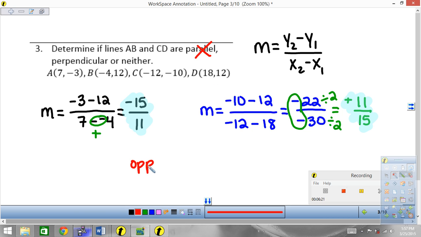For perpendicular, they must be opposite and reciprocal. Opposite means one is negative and one is positive, which we do have in this problem. Reciprocal means that these numbers need to be flipped, and we can see that these numbers are flipped. Since it is both opposite and reciprocal, we get the answer, it is perpendicular.